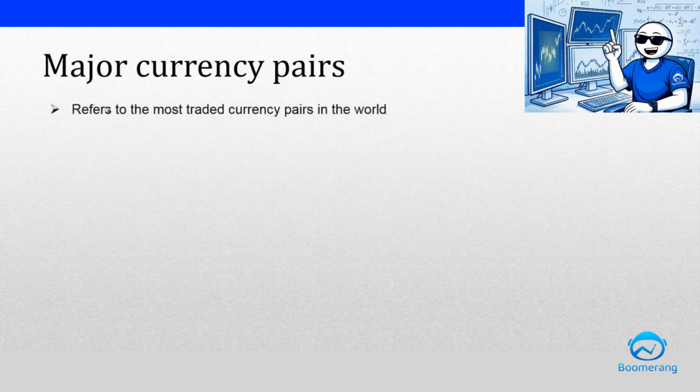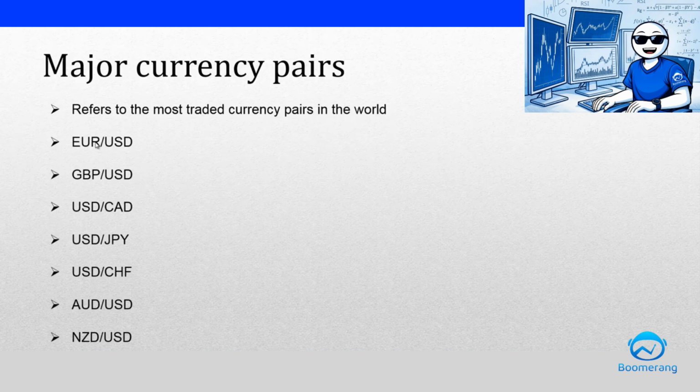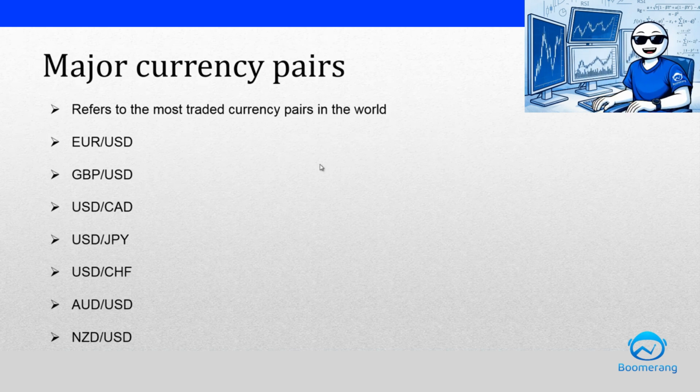Major currency pairs refer to the most traded currency pairs in the world. These are the 7 most traded currency pairs. They're all dollar denominated, like the euro against the dollar, the pound against the dollar, the dollar against the Canadian, etc. If you are new to Forex trading, these are the 7 currency pairs you might want to consider trading first, because transaction costs are usually lower due to lower spreads, and you get less slippage when trading these 7 most popular currency pairs.